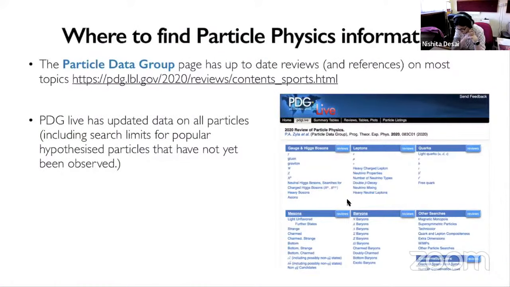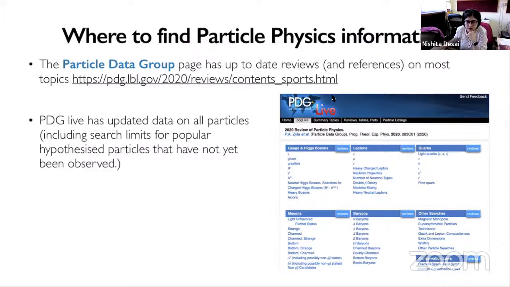Just a little bit of information about where to get more information should you need it. This is a very, very important website for that. It's called PDG Live. PDG stands for Particle Data Group. This page is continuously updated to include all the latest information that has been gleaned from any particle physics experiment anywhere in the world. Once it's published as a peer-reviewed paper, it gets added to this review of particle physics.